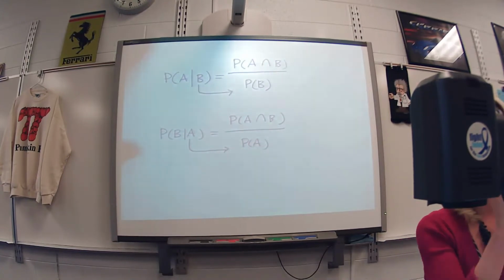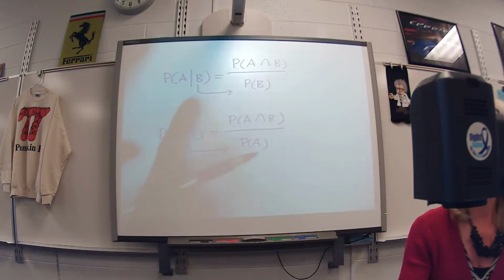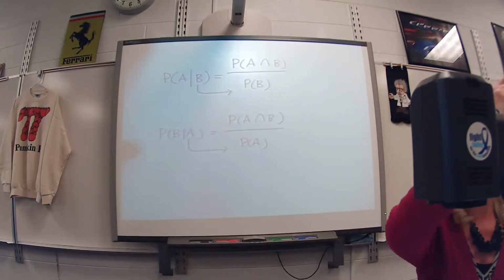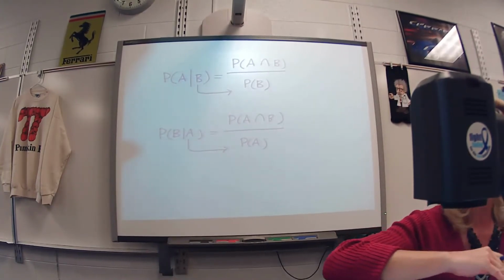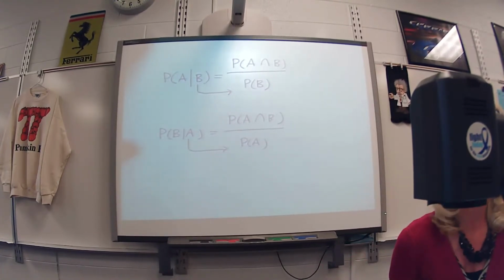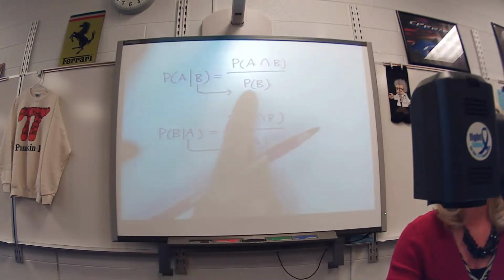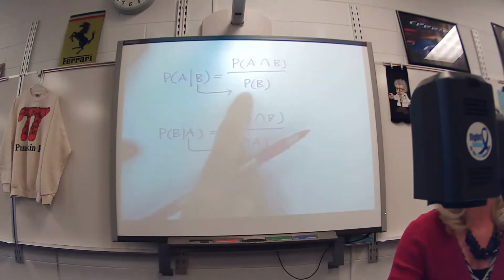So if you want to use different letters, or if the A's and the B's are rearranged, just remember that. The given has to be your denominator, because that's the part that we assume happened, so we're only looking at those people. So if they start using different letters on you, don't get freaked out. The top is always the "and" between the two. The denominator is going to be the probability of the given.